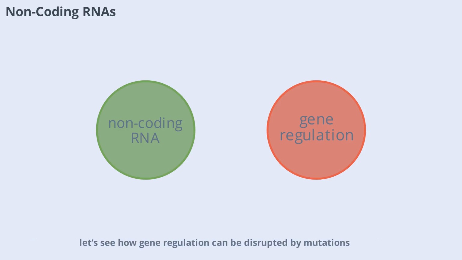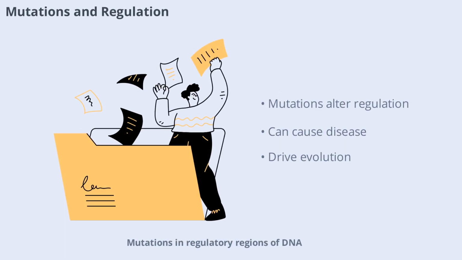Next, let's see how gene regulation can be disrupted by mutations. Mutations in regulatory regions of DNA can have major effects on gene expression. A single change in a promoter or enhancer can turn a gene on or off at the wrong time or in the wrong place. Such mutations can lead to diseases, developmental problems, or even evolutionary changes. Understanding these effects helps researchers identify the causes of genetic disorders.